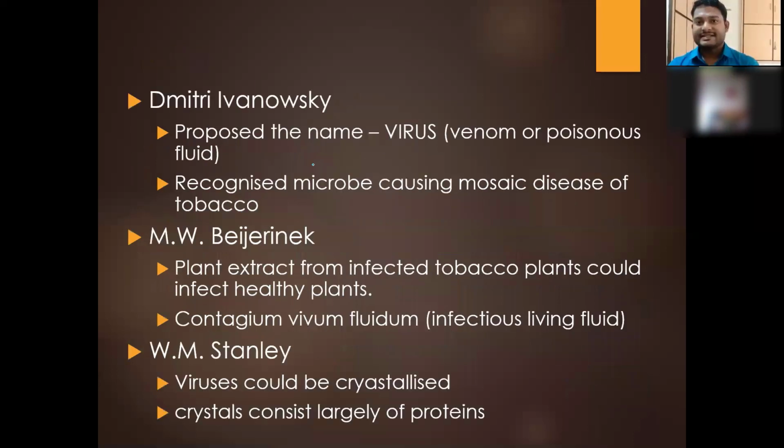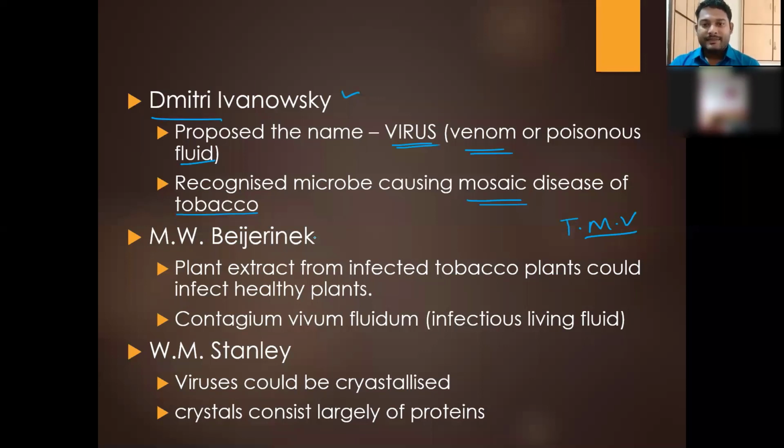Now, there are a few scientists' names that you have to understand. The name virus was proposed by Dmitry Ivanovsky, and he used the term because of its nature, that is venom or poisonous fluid. He saw the virus for the first time on a microbe that causes the mosaic disease in the tobacco plant, tobacco mosaic we call it, which we today know as the tobacco mosaic virus, TMV.